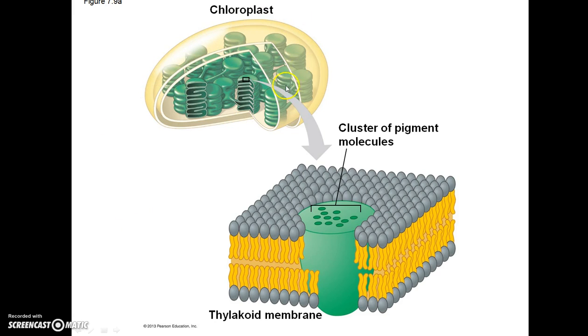Here we have a depiction of a chloroplast again with stacks of thylakoids, and these photosystems are present within the thylakoid membrane here. So this is a close-up depiction of a thylakoid membrane, similar to a plasma membrane of a cell with that lipid bilayer. We have the hydrophobic tails and the hydrophilic heads. And there's a cluster of pigment molecules that spans that membrane, and this is where that photosystem is located.